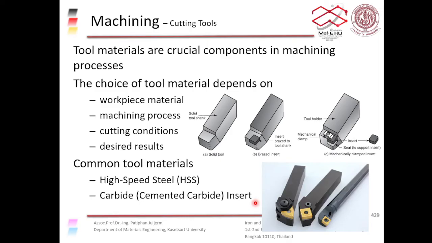The carbide or cemented carbide inserts are tools that are made from hard carbide particles like tungsten carbide. Usually, you have tungsten carbide particles that are bound together using other material like cobalt, right? So it is a metal matrix composite. It is a composite with the metal as the matrix, and you have the carbide particle as the reinforcement. But in this case, we are using the reinforcement as the main material, not the matrix.